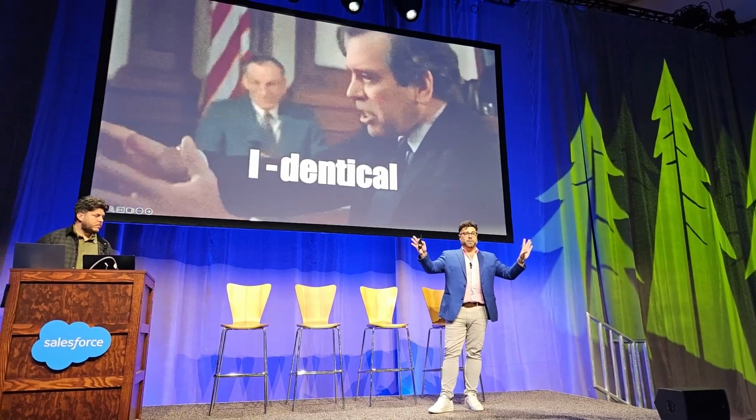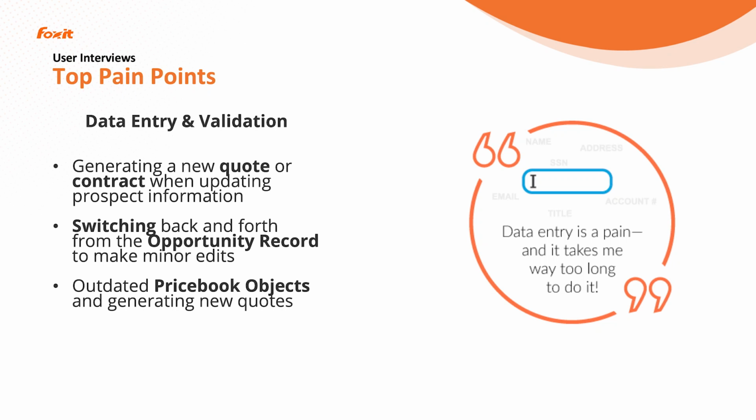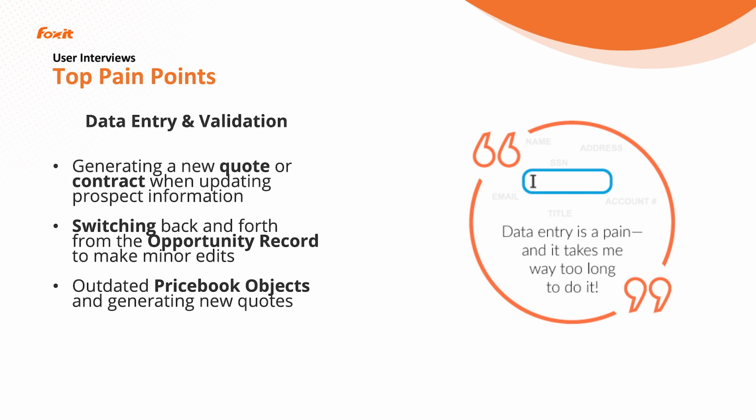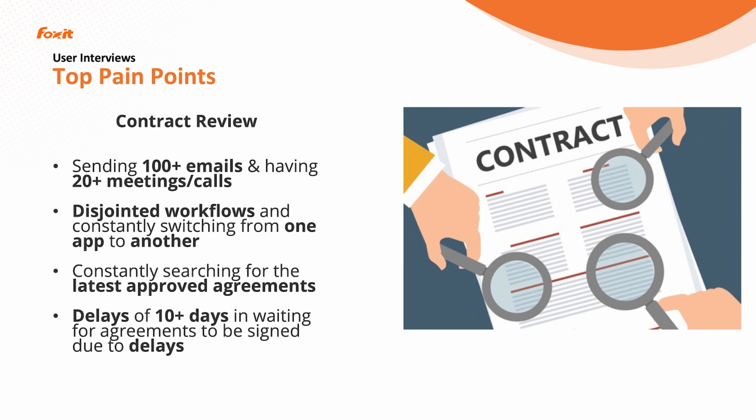And so we interviewed Salesforce customers and users around the world. We interviewed internal teams, our sales team. We interviewed outside across the globe, across various industries. They all had the same problems. They were identical. So first, data entry and validation, right? Having to generate a new quote or a new contract based on maybe a misspelling, or maybe there's a new PO number. Having to go back and forth between the opportunity record to creating a contract or a quote. And then, outdated price books, not dynamically updating on your quotes.